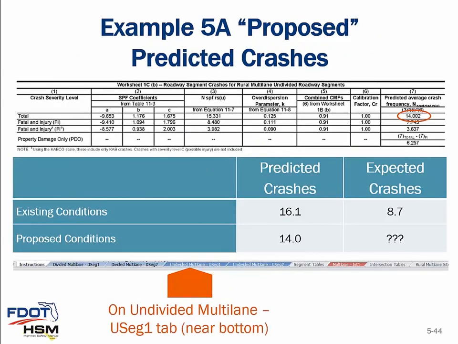So as we go through the analysis, we have predicted crashes for the existing conditions of 16.1 and an expected of 8.7. And we now have a proposed of 14 that comes out of the spreadsheet. But how do we now calculate the expected crash frequencies? We do not have observed crash data for the proposed condition. So we have to go through a little bit of a different type of process than what we've done before.